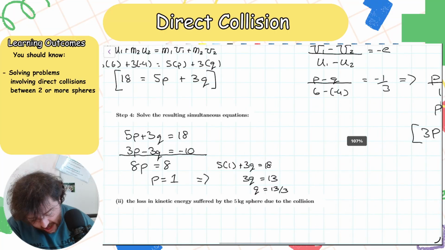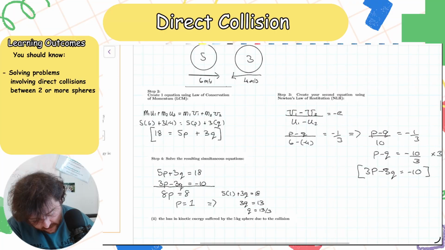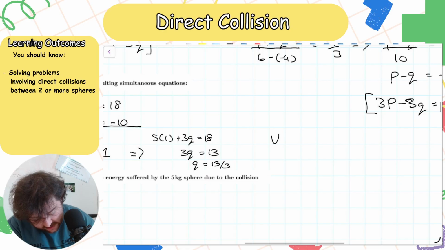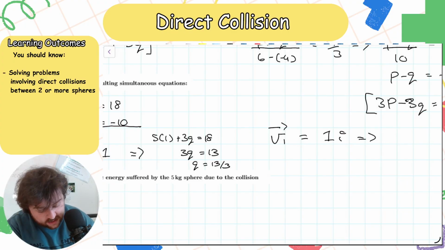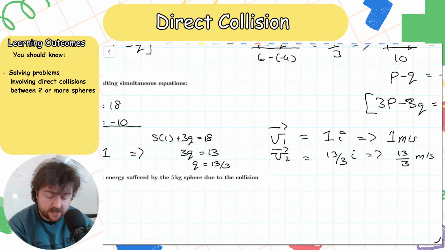So, the speeds afterwards, their velocities after. So v1, velocity afterwards, is just 1i. Therefore, the speed is just going to be 1 meter per second. Then my velocity after is 13/3 i. And my speed then is just going to be 13/3 meters per second on my second sphere.